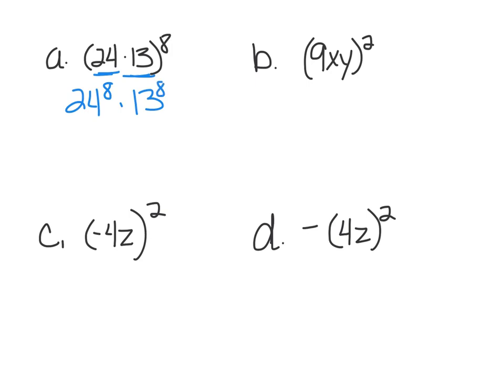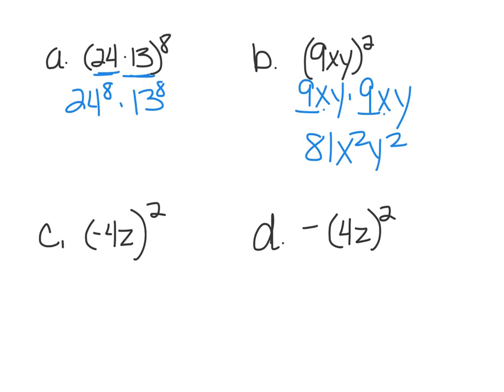On B, 9xy squared means that we would do that again, 9xy, which means we would have 9 times 9, which is 81. X times x is x squared. Y times y is y squared. The shortcut on that is, again, this exponent of 2 has to be distributed to each single entity inside this set of parentheses, which means 9 squared would be 81. X to the 1 squared gives you x squared. Y to the 1 squared gives you y squared.